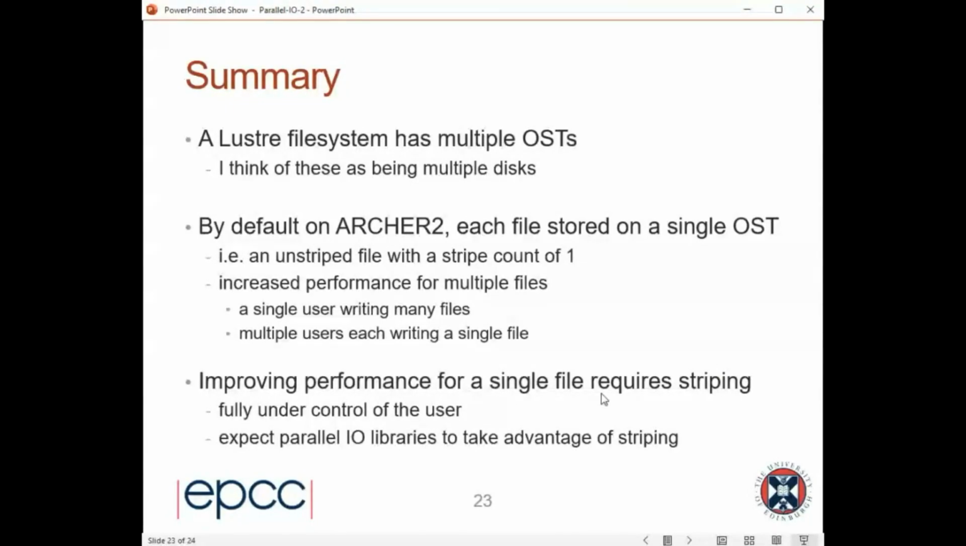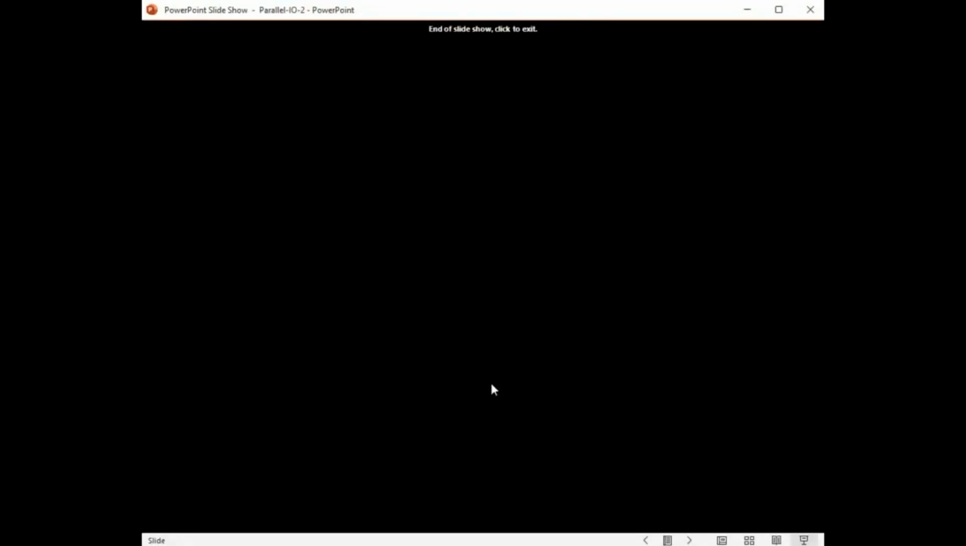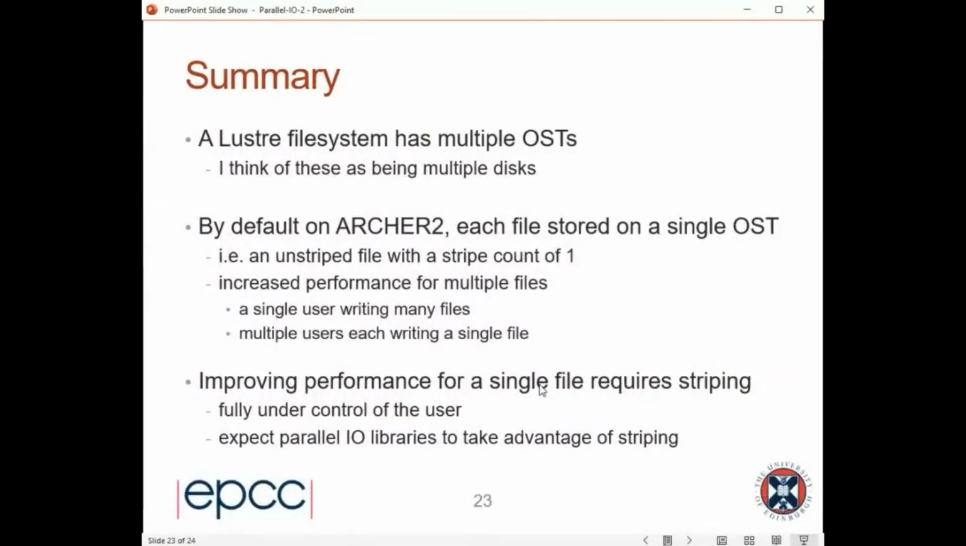So to improve the performance for a single file requires striping, which is under control of the user. So you say to Lustre, I would like this file to be stored on all the OSTs, please. And then you hope that when you do parallel I/O from a parallel I/O library, it recognizes that and takes advantage of that. And that's how we're going to do what we're going to do with the benchmark.